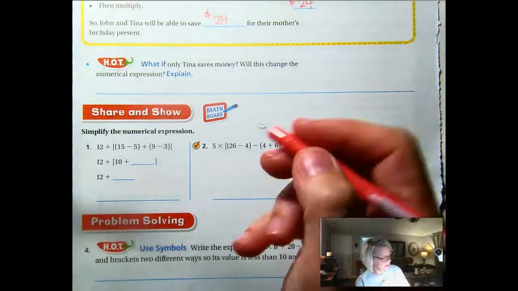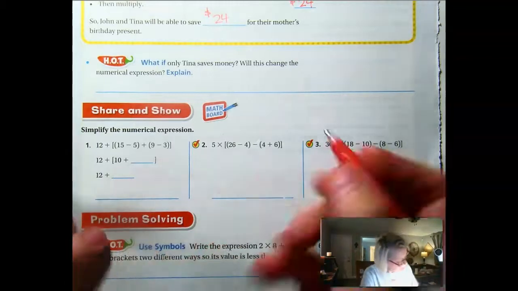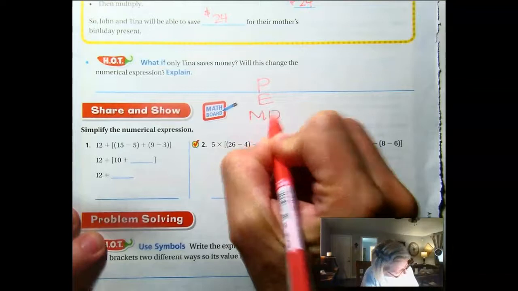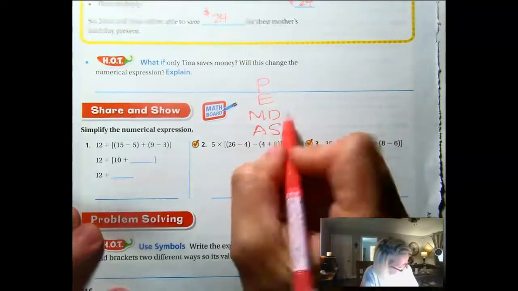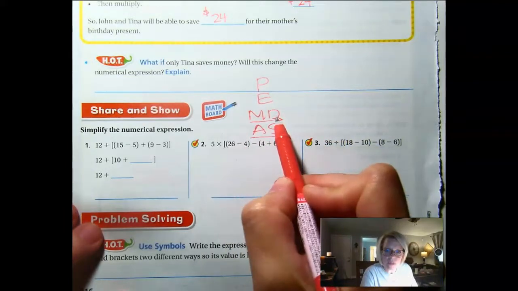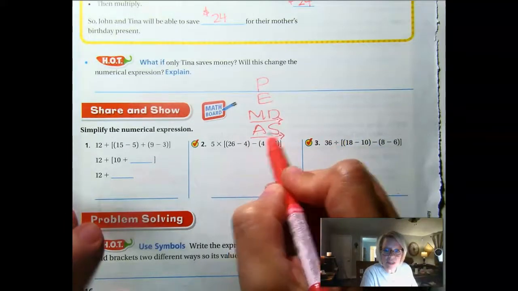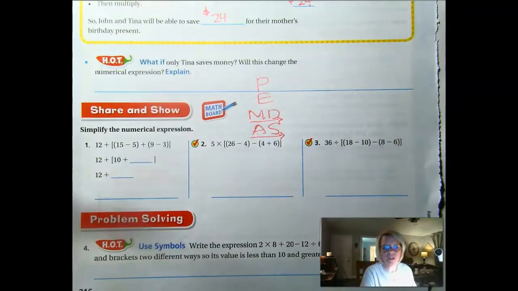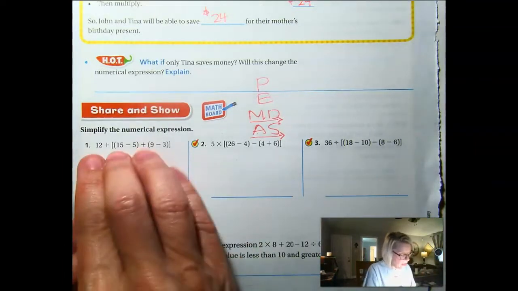So let's look at the share and show, and let's go ahead and write this down again. The more you write it down, the more you'll remember it. And remember, it's multiplication and division from left to right, whichever comes first. Addition, subtraction from left to right, whichever comes first, because you may see a subtraction before you see addition, but it's from left to right. Okay, so don't forget that. All right, so let's look at this very first one.